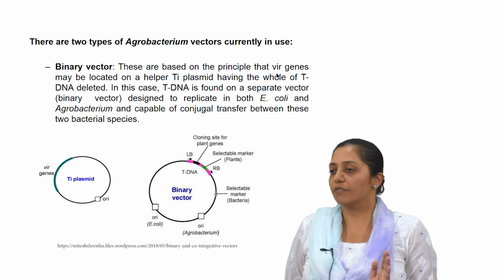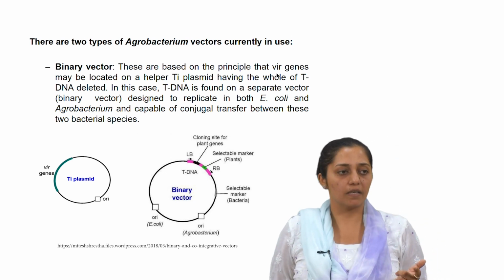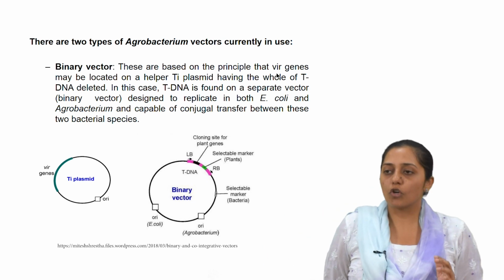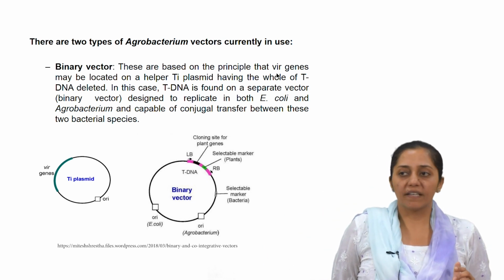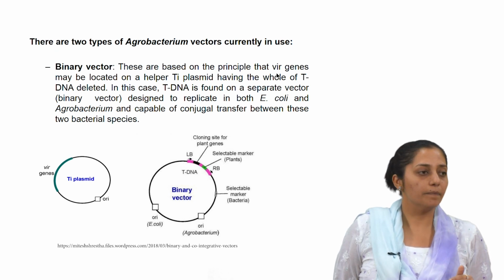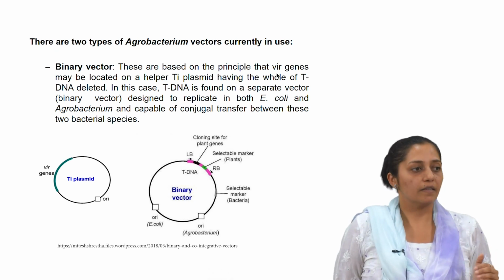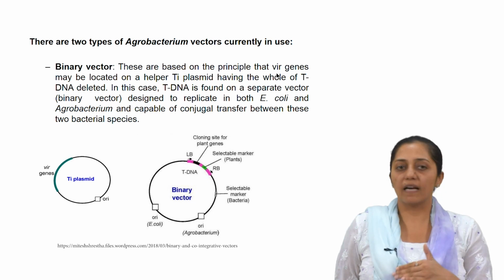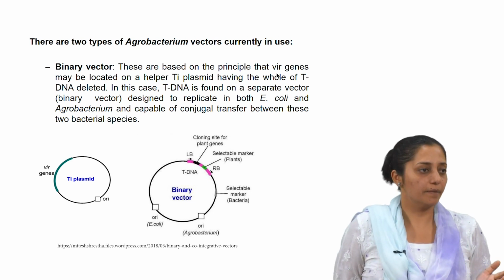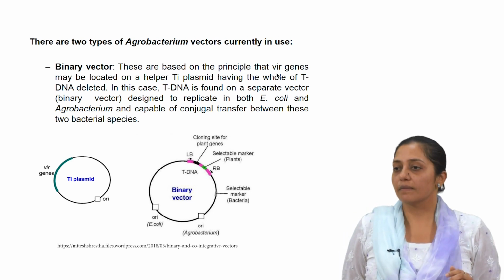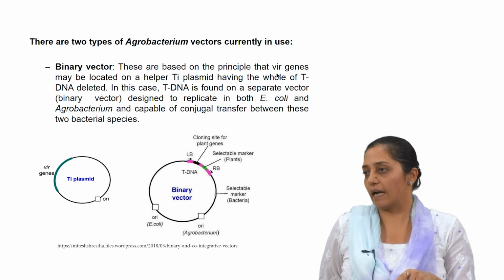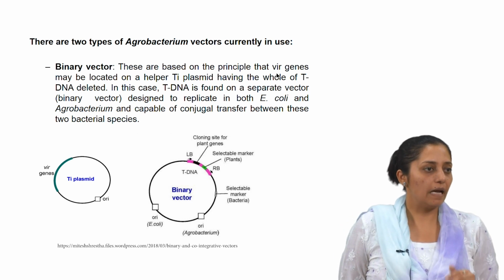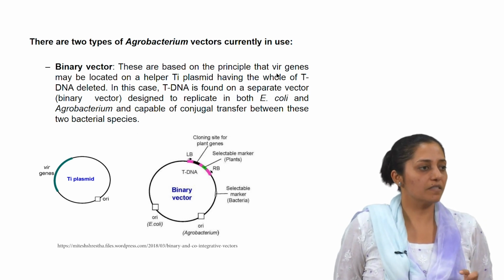Now what are the different kinds of vectors we were discussing last time? The most commonly used vectors are binary vectors. Why are they called binary? They have origins of replication so they can replicate in E. coli as well as in Agrobacterium. And the conjugal transfer can take place from E. coli to Agrobacterium and from Agrobacterium to plant cells.